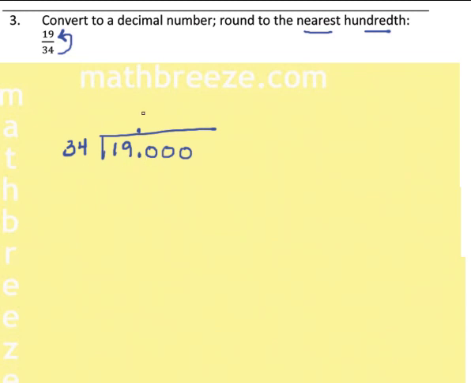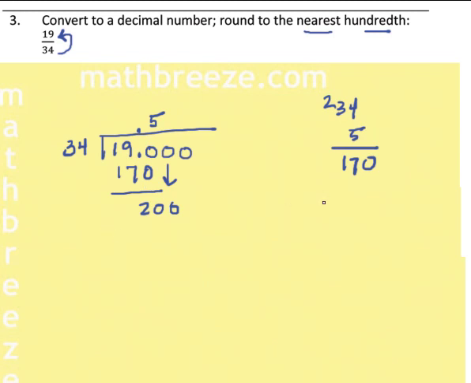34 into 190, let's say about 5 times. Okay, let's multiply. All right, we have 170. Bring down the next 0. 34 into 200, again, about 5 times. We already did that multiplication. We know 34 times 5 is 170. All right, so I'm writing 5 times again. So 170.